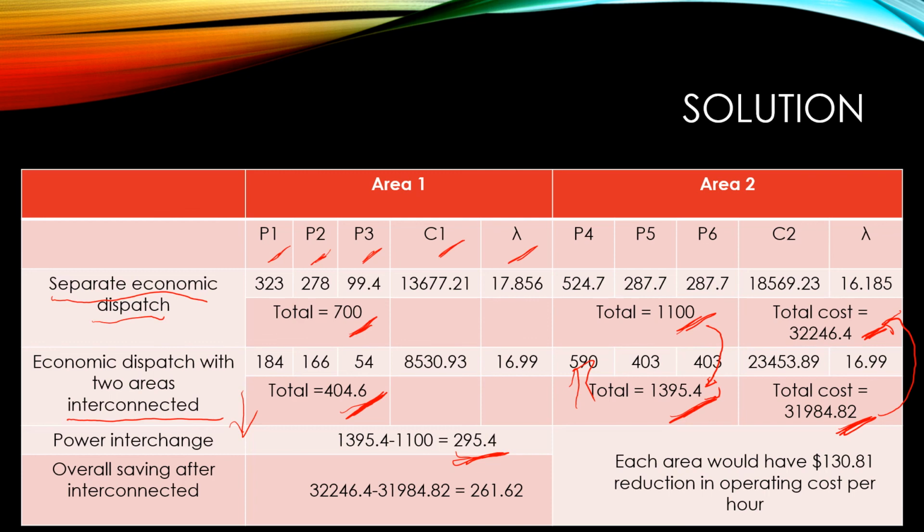Now we can find the overall saving after interconnection. Before interconnection 32,000, after interconnection 31,000, so we are saving $261.62 per hour by interconnecting, and the total operating cost is reduced by the amount of $130 per hour by sharing this power. From this we conclude that by interconnecting and doing economic dispatch, we can save money, energy as well as power.